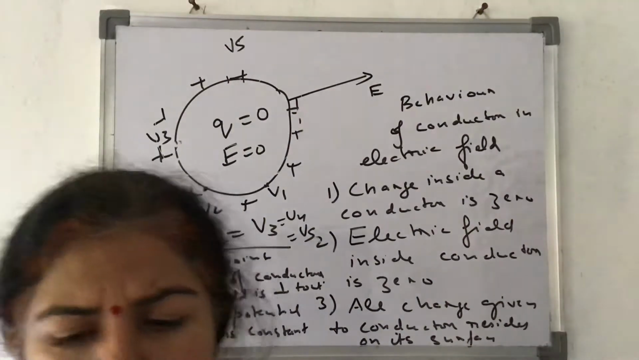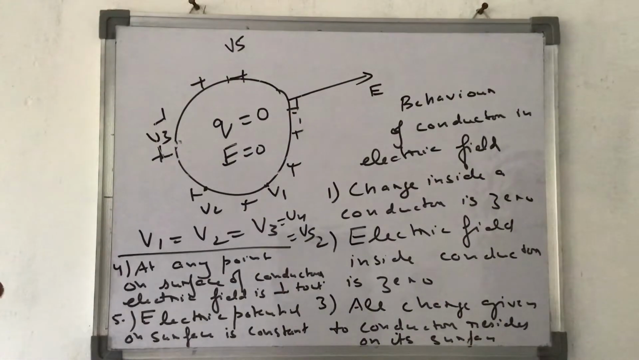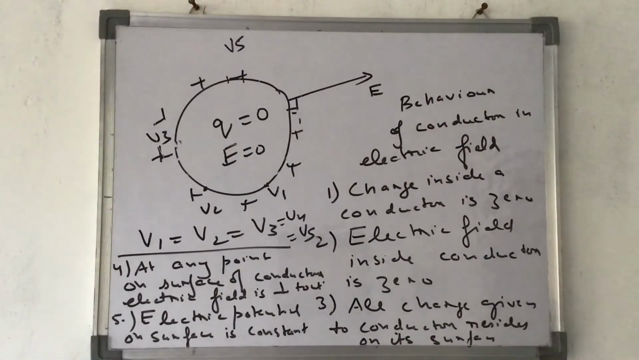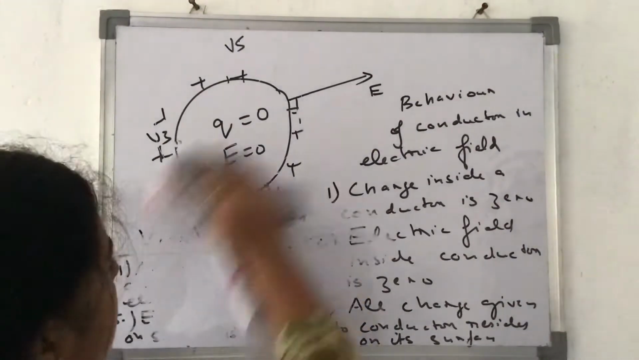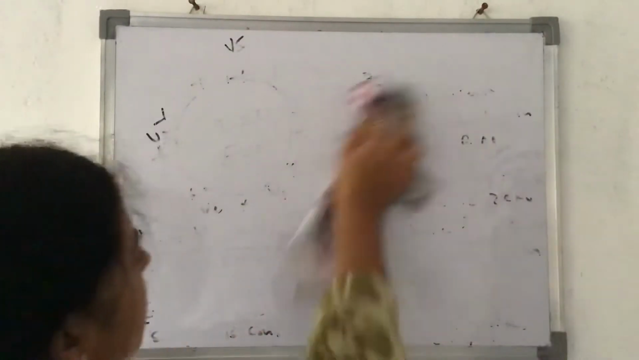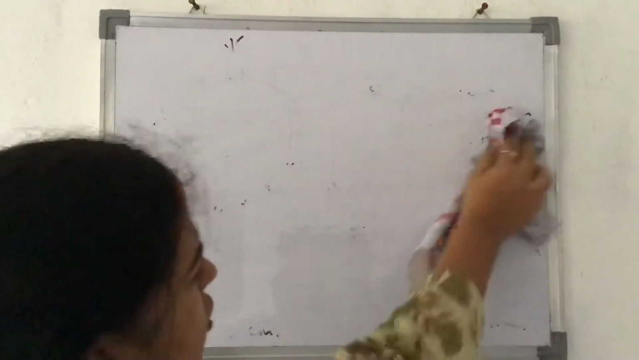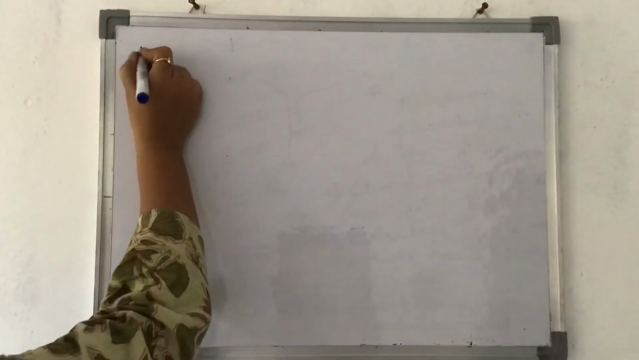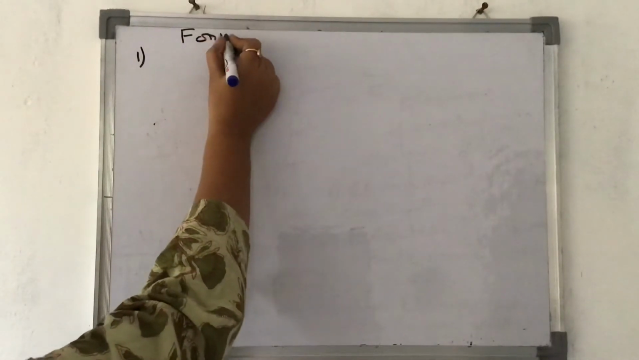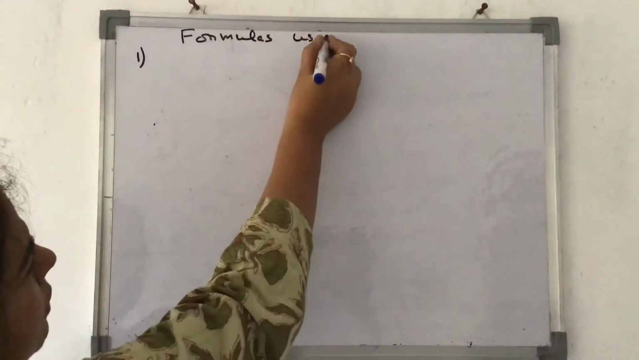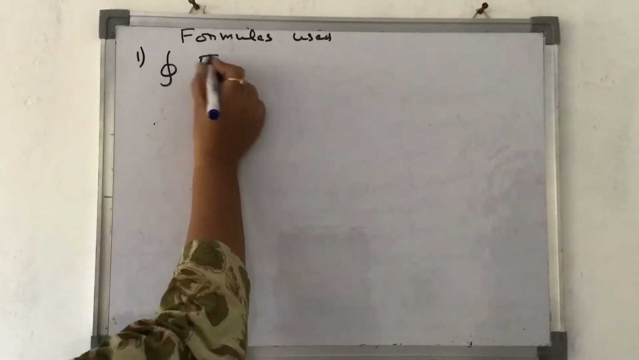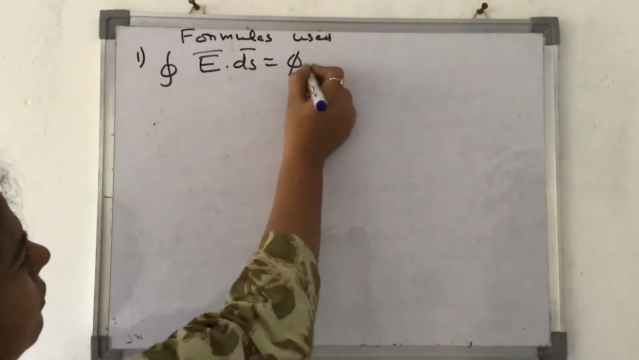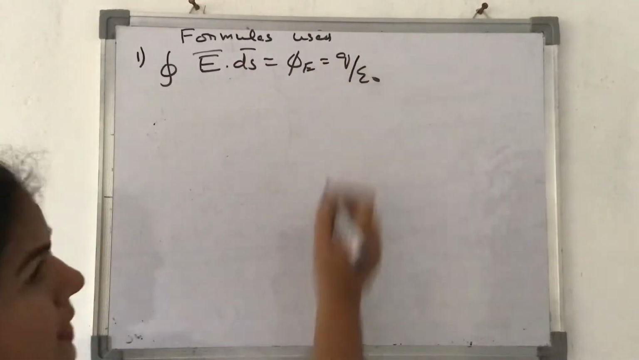Now we come to the numericals based on Gauss theorem. In the previous class, we discussed Gauss theorem and its applications in the CBSE syllabus. Now I'm going to quickly summarize and write the formulas used in today's class. The very first formula is the integral of E dot dS equal to phi E, which is equal to q by epsilon naught. That's the Gauss theorem itself.